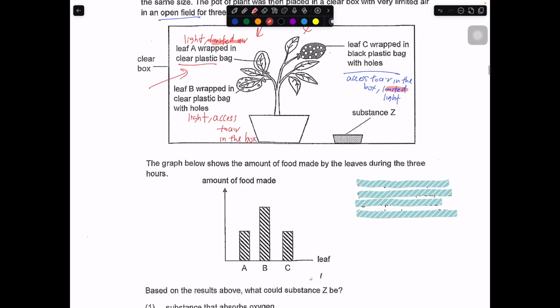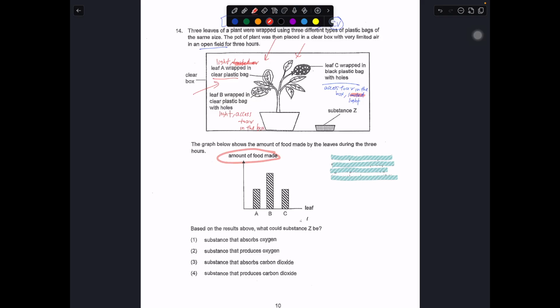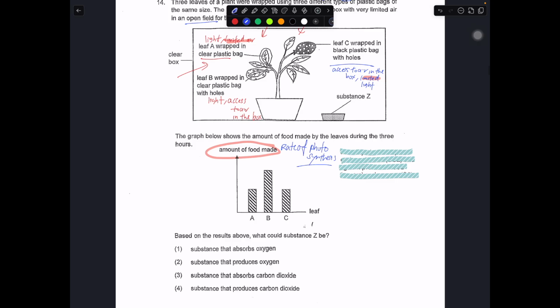Then they ask you, okay, the graph below shows the amount of food made by the bag during the 3 hours. So basically, this is amount of food made. You can interpret it as rate of photosynthesis. Okay, because the plant indeed does make food, right? So if more food is being made, the rate of photosynthesis is higher. So you can see that B is higher than A and C. So that means there must be something done by Z that allowed B to have a higher rate of photosynthesis, or more food being made.